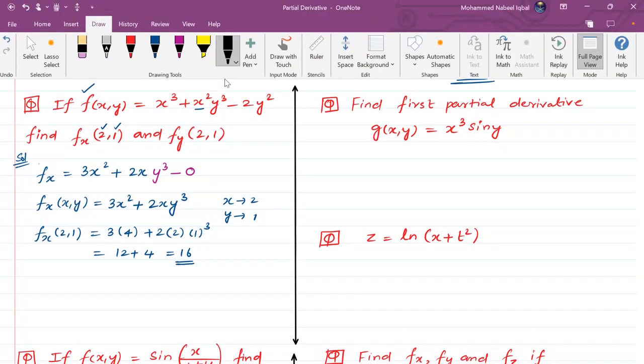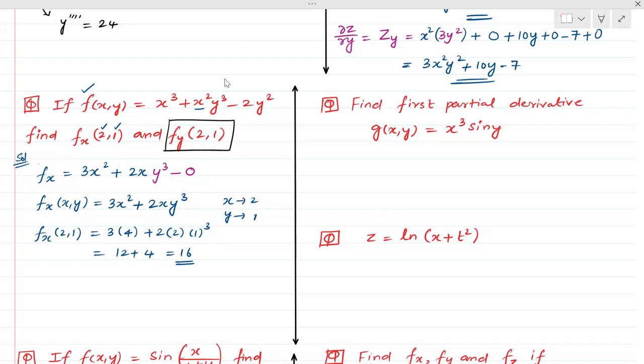So how will you calculate fy? Differentiate this one with respect to y. There is no y term in the first term, so 0. Plus x square is a constant since it is in the product. Therefore, the derivative is 3y square minus, with respect to y, it is 4y. Now what is the value we will get? Here it is 3x square y square minus 4.